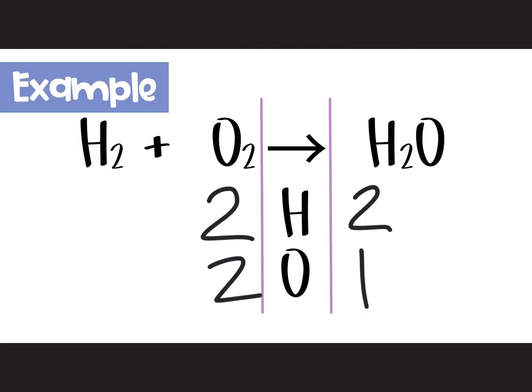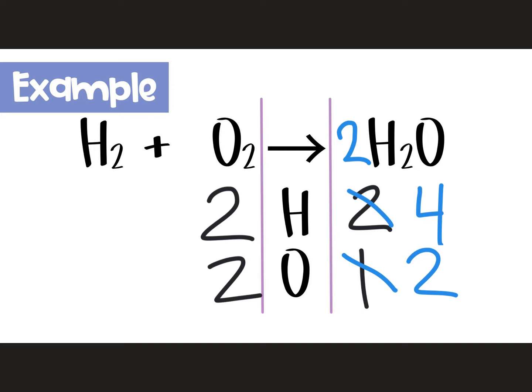Notice how, although the hydrogens are the same, the oxygens are not. So, in order to make the oxygens the same, we need 2 oxygens on the right side, or in our products. So, we need to change the coefficient in front of water to 2. However, when we do this, we now go from having 2 hydrogens to having 4. This means that the equation is still not balanced.